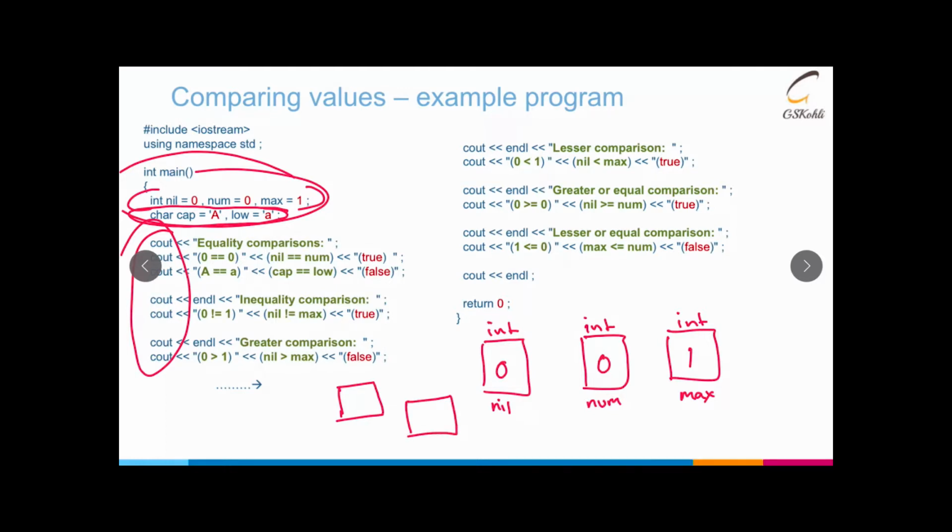So very similar to what we looked at in the previous slide. These are both char boxes, and this one is called cap, this one is called low, this one has a capital A and a lowercase a. So what we're going to do now is run through all the couts very quickly and see if we agree with the situation up here or not.